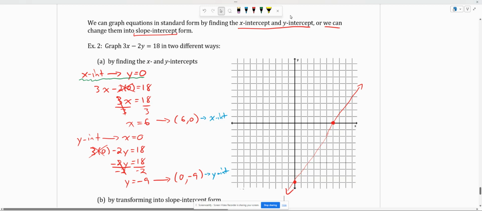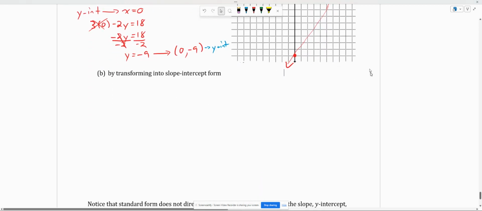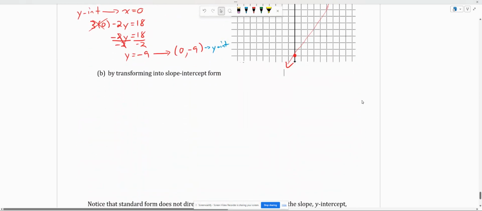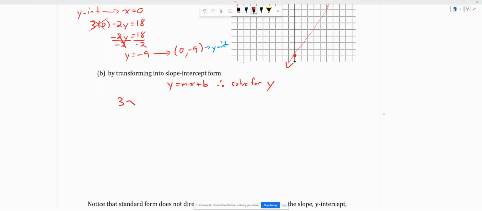Okay, now how about transferring it into slope-intercept form? We haven't tried that yet. And remember, all we need to do is solve for y. So we want y is equal to mx plus b. Therefore, all we got to do is solve for y. Okay, so our equation is as follows. We have 3x minus 2y equals 18. So we want to solve for y, so let's get it isolated.